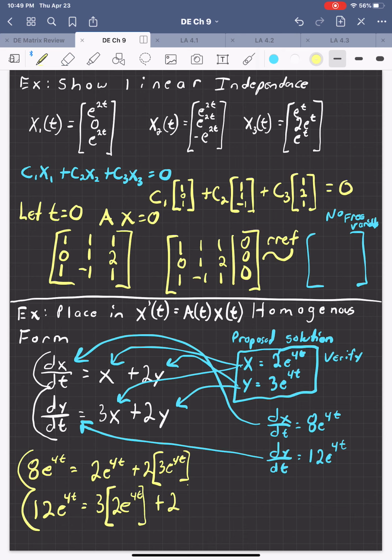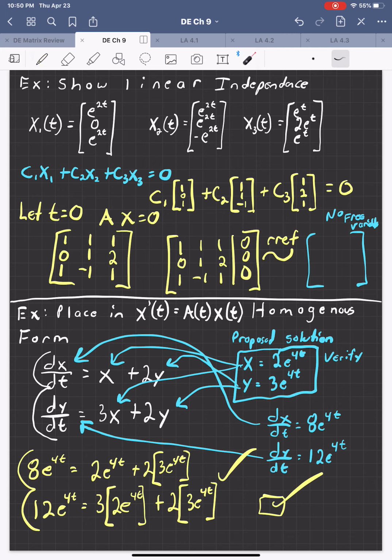Plus 2 times 3e to the 4t. Okay, and now all I would have to do is just simply show that the equations are true. And then by doing so, I would have verified that the proposed solutions do in fact solve this differential system.